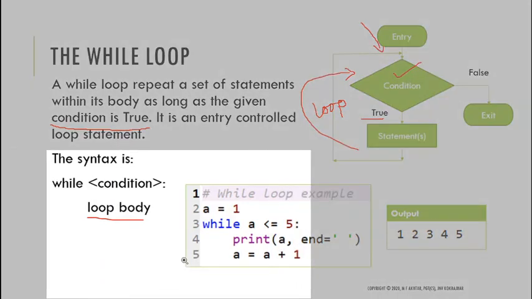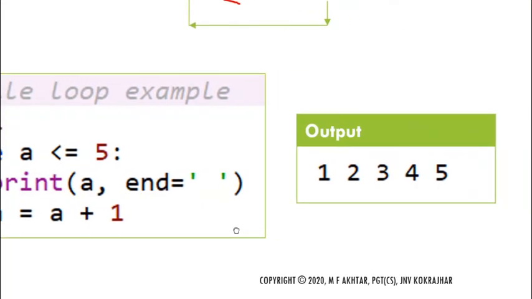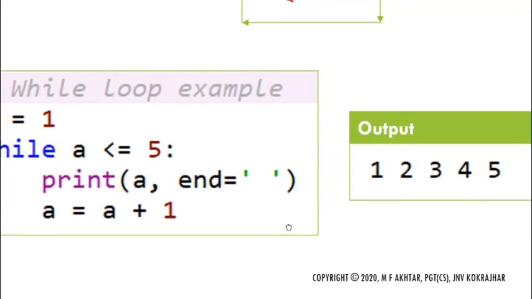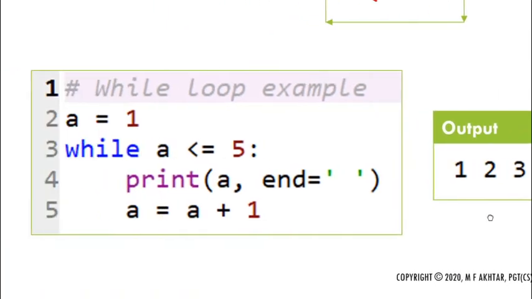See, here a equals 1 we have given, while a is less than equals to 5. The condition we have given is less than equals to 5, and then we print a separated by space, and we increment a by 1. Okay, see the output. It displays the output 1, 2, 3, 4 and 5.